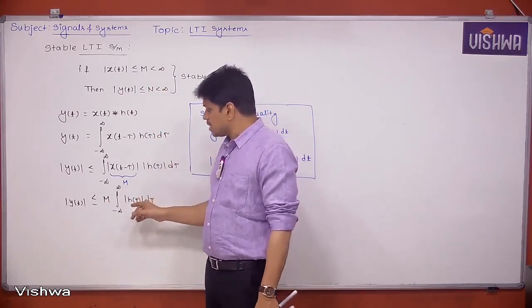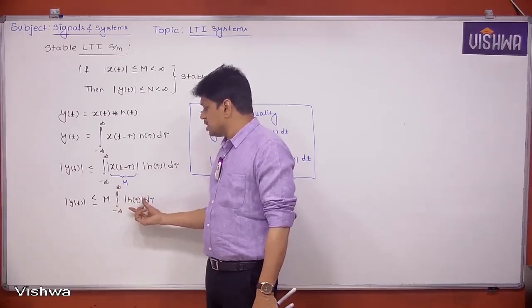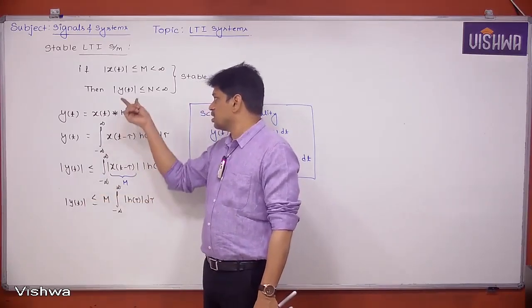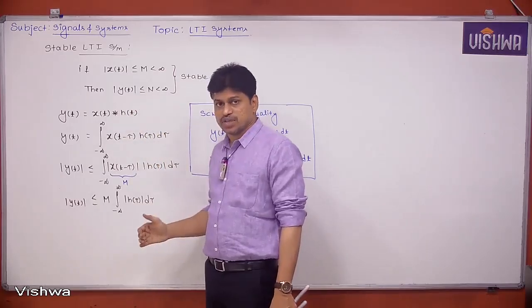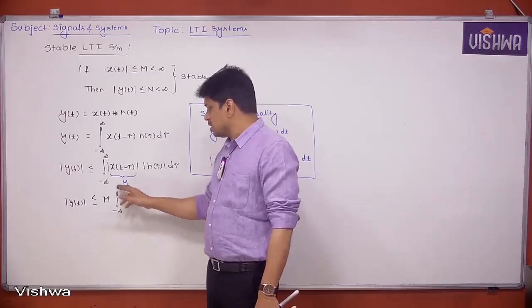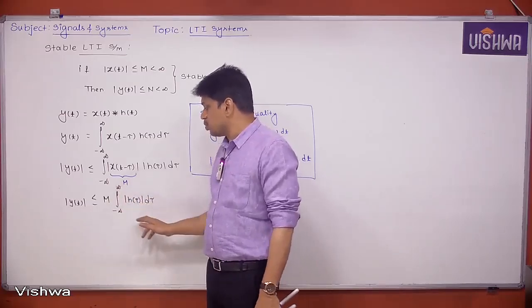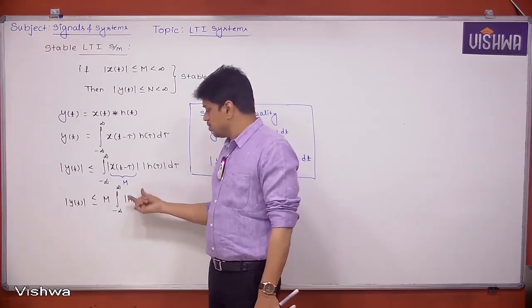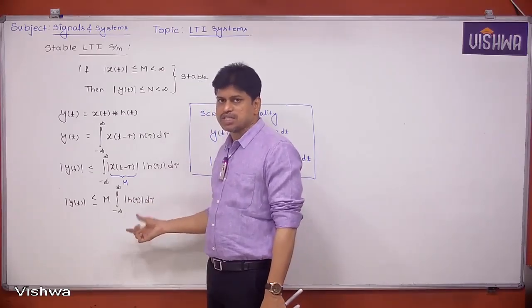So now I can say if this integration is not equal to infinity, then we can say mod y of t is satisfying this condition. Then we can say the system is stable. So in conclusion, I can say this integral should never go to infinity. If it goes to infinity, the system becomes unstable. If it is a finite value, then we can say the system is stable.